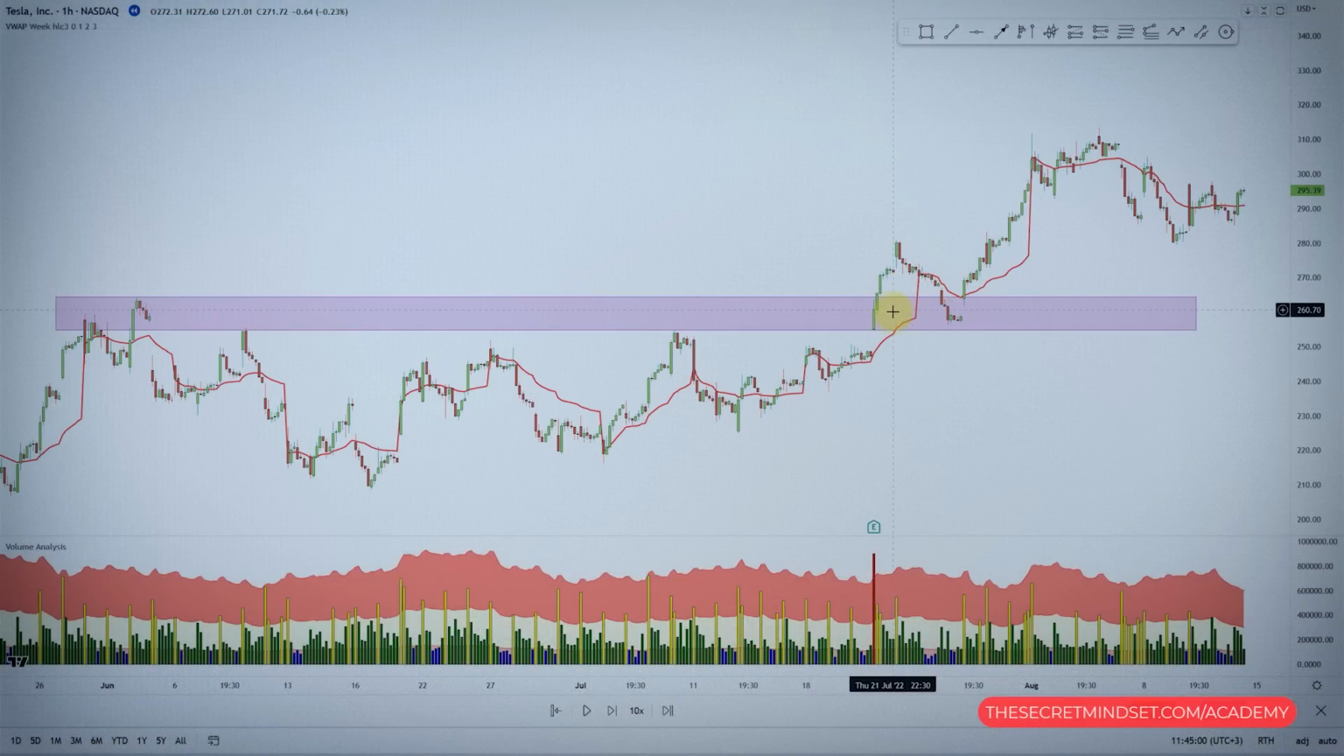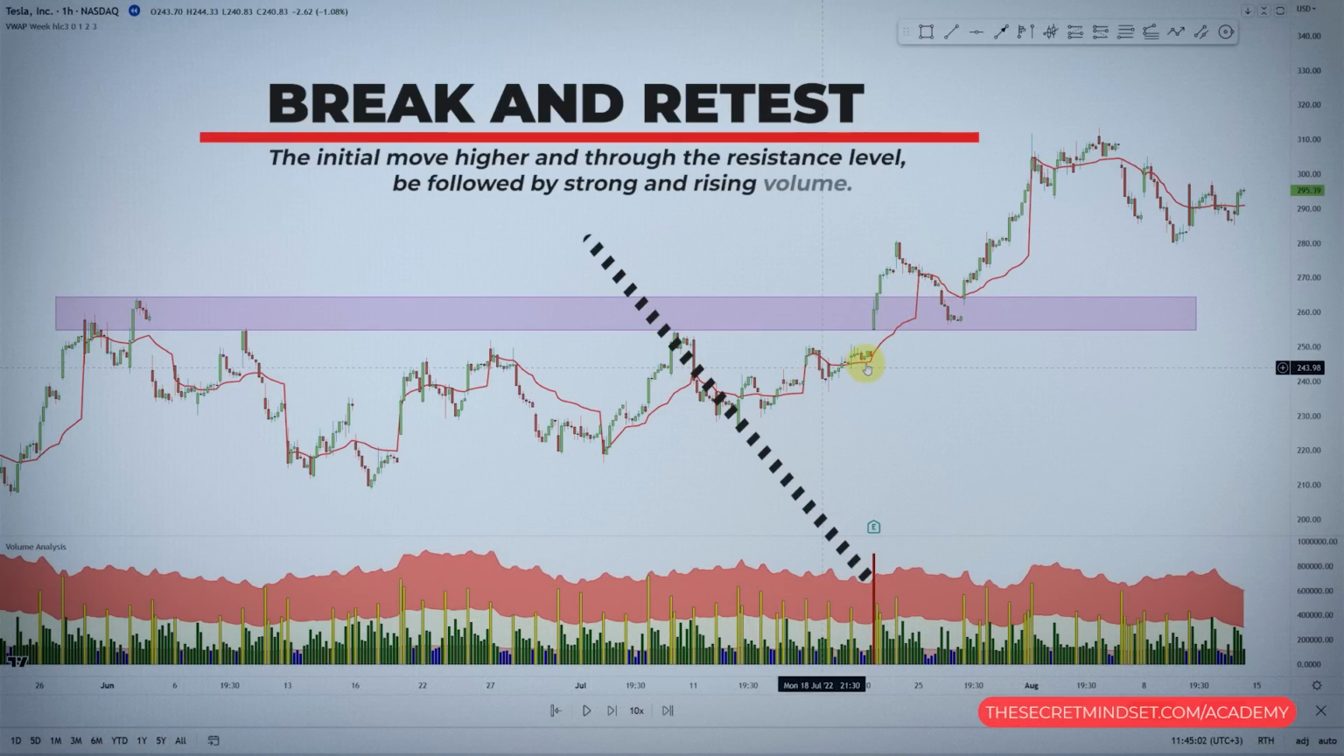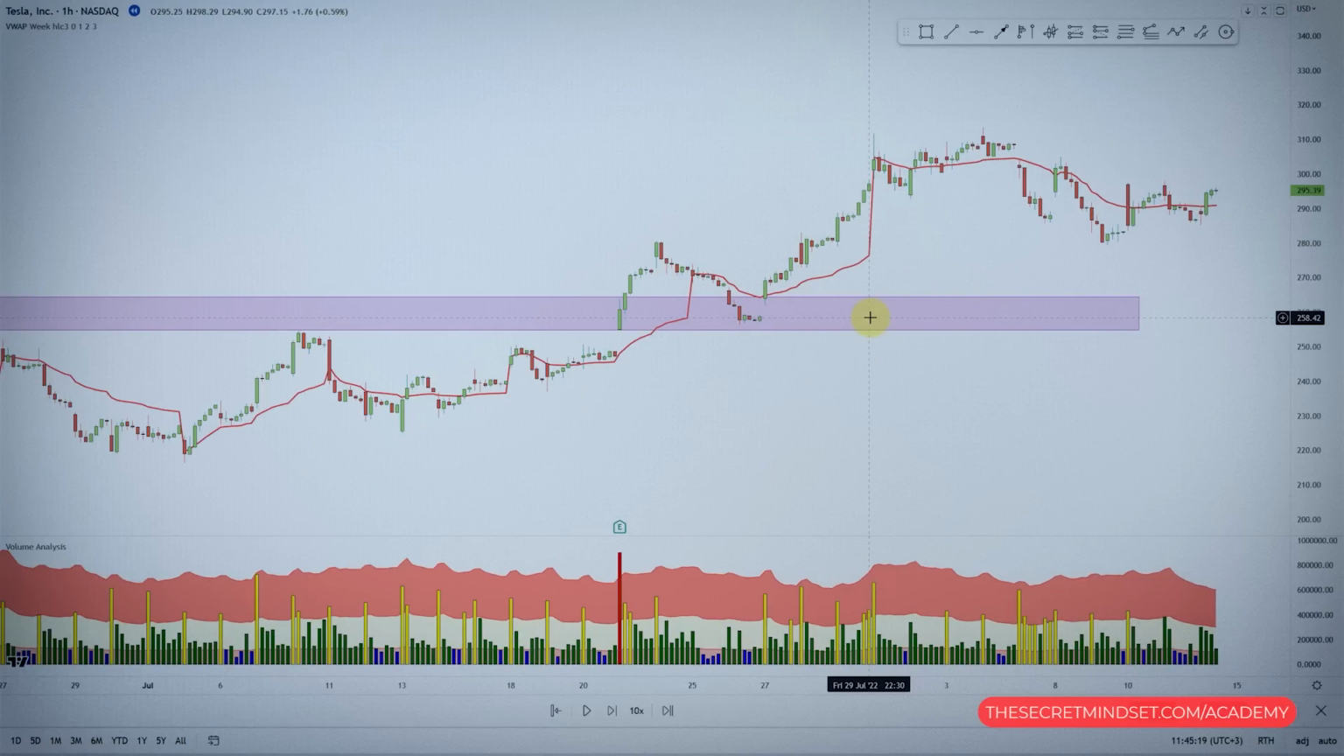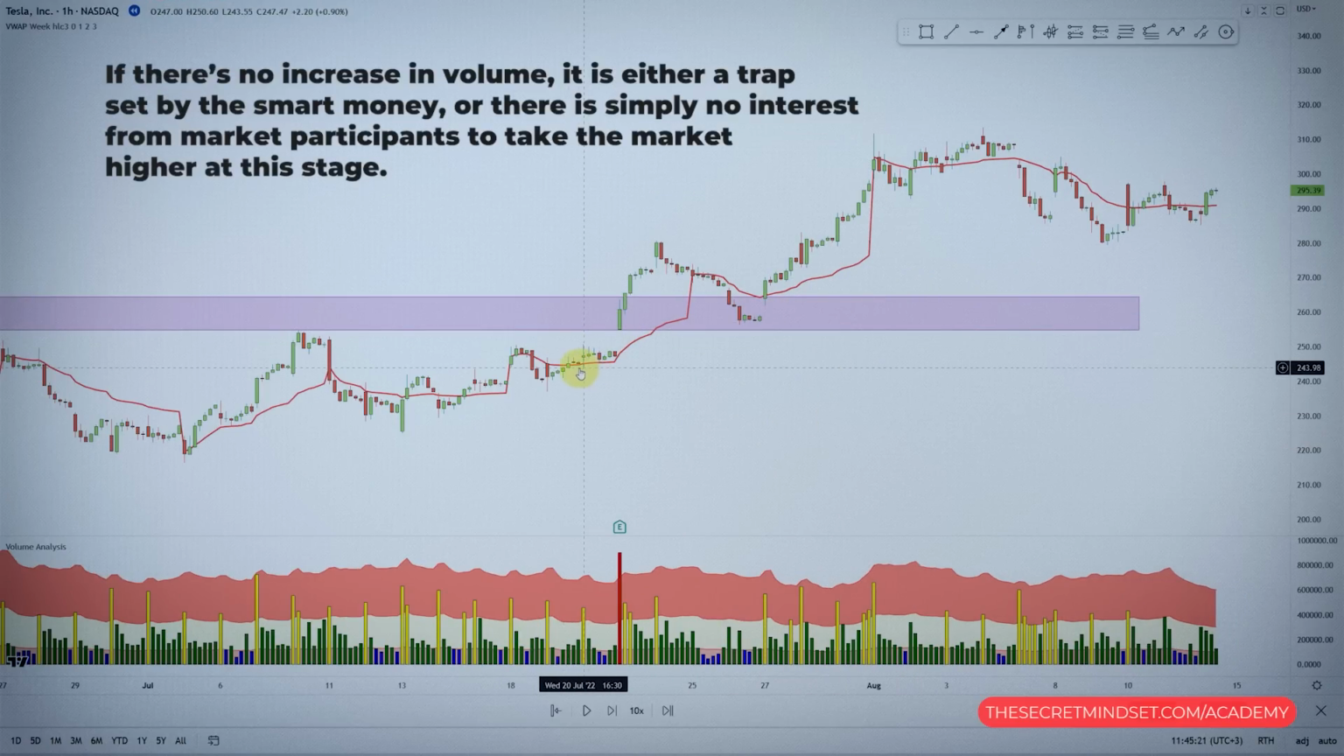In this example, the initial move higher and through the resistance level must be followed by a strong and rising volume. It takes effort for the market to move away. The same applies here, and you should see this move reflected in the volume of the next few bars. If you don't see this, then you know it's either a trap set by the smart money, or there is simply no interest from market participants to take the market higher at this stage.